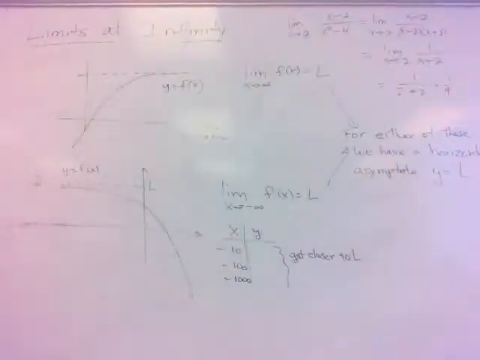Horizontal asymptote at y equals L. All right. So that's the graphical perspective. Well, I've got one more of those. Number 3. Let's talk about number 3 on the handout.